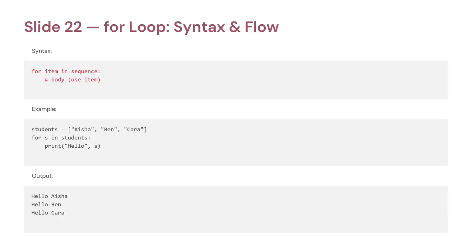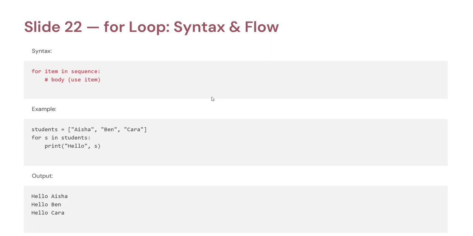Now let's understand the first type of loop, the for loop. A for loop is mainly used to iterate through a sequence. What is a sequence? A sequence is simply a collection of multiple items. Examples: list of students, list of products, characters in a word, numbers in a range.